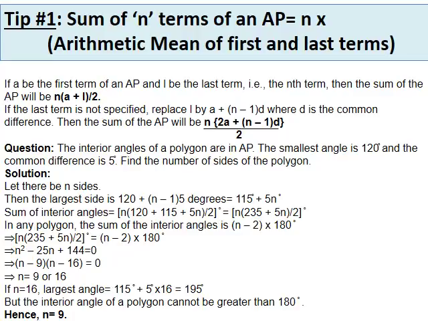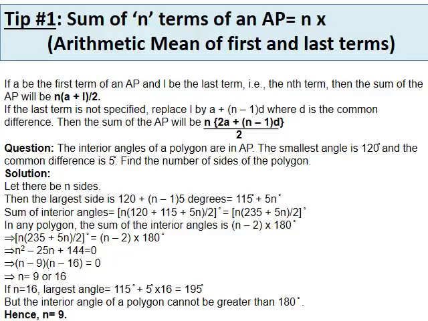If the last term is not specified, replace L by A + (n - 1)D, where D is the common difference. Then the sum of the AP will be n[2A + (n - 1)D]/2. Let's look at a question.